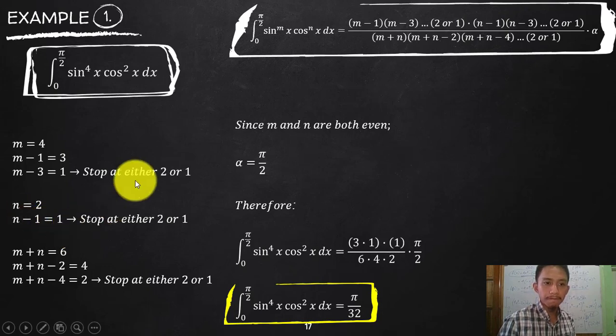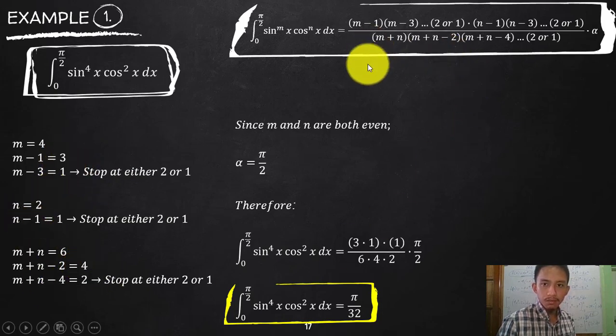Okay. So that is our multiplier, m minus 1, m minus 3. So actually all you need to do is subtract 1, subtract 3, subtract 1. So 3 times 1 times 1, that is our denominator. Okay? 3 times 1 times 1, which is actually 3.